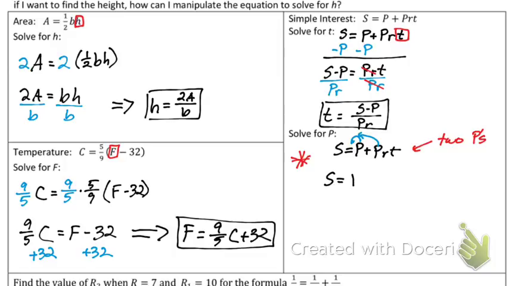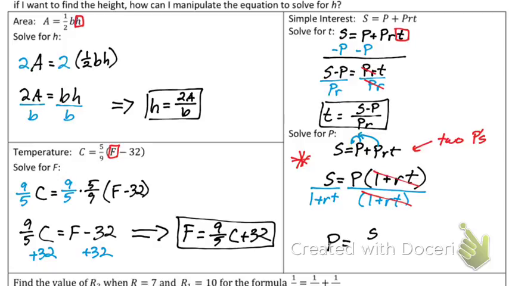So that's going to give me S equals P times 1 plus RT. Now I just have 1 P. It's being multiplied by 1 plus RT. So my next step is just divide this side by 1 plus RT because that will cancel out this and turn it to 1. But what I do to one side, I have to do to the other side. So we divide the other side by 1 plus RT. I just have P alone on the right, so we're just going to have P equals S over 1 plus RT. And we are done.